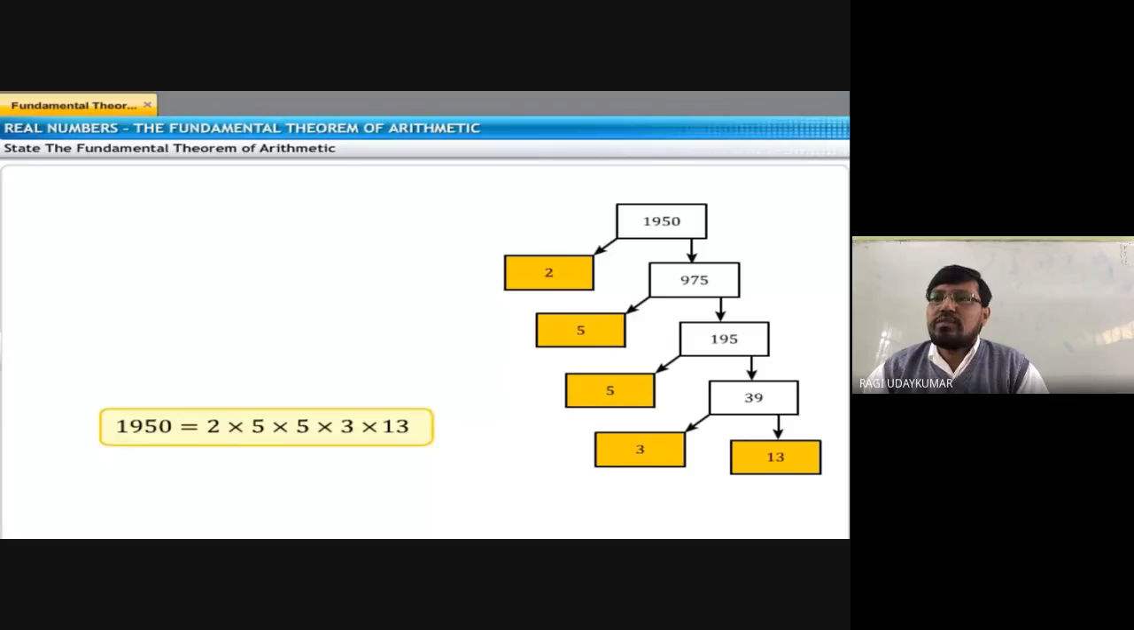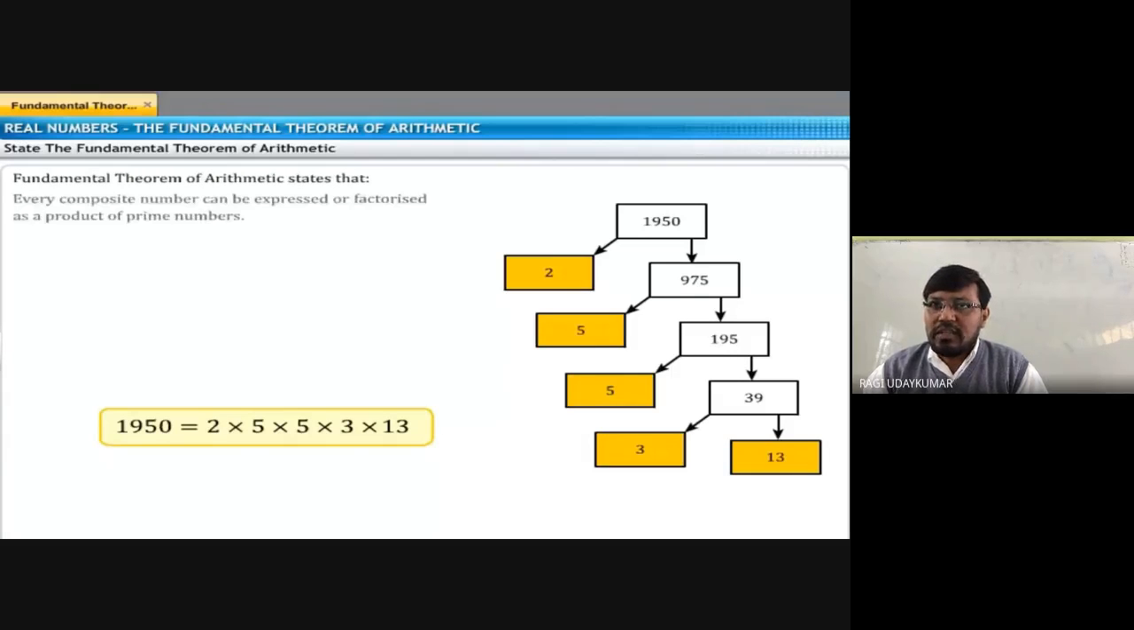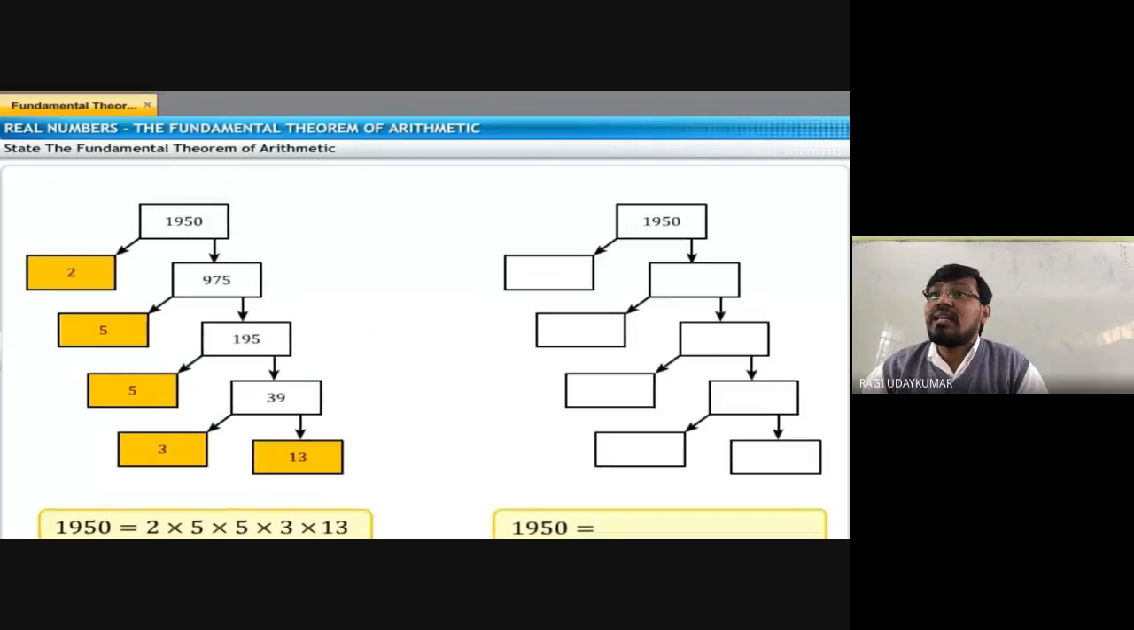It can be expressed as a product of the prime numbers in a unique way. The fundamental theorem of arithmetic states that every composite number can be factorized as a product of prime numbers in a unique way, except for the order of the prime numbers present. Suppose we do the same thing with 1950 in another way, first taking 5.